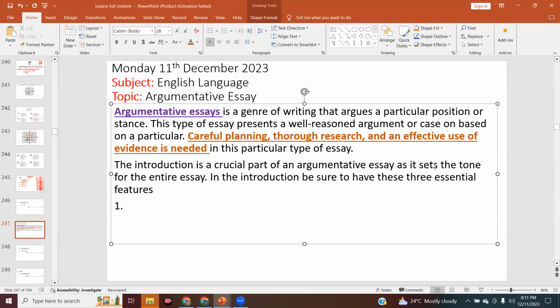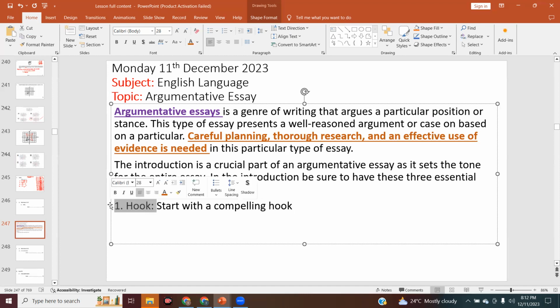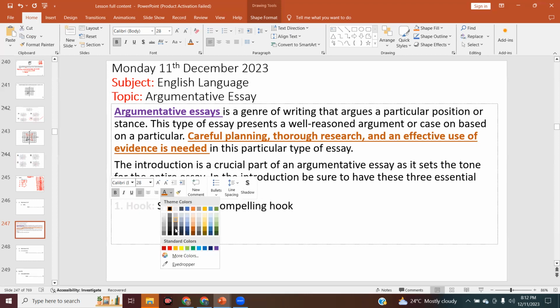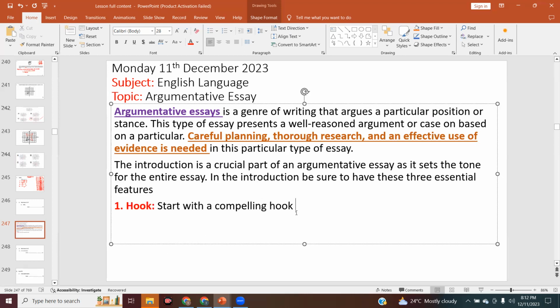Anyone can remember? Hook. What do we call it? Hook. The hook. Very good. So the hook, you basically want to start with a compelling hook. So the hook is there to grab the reader's attention. So start with a compelling hook that grabs the reader's attention.